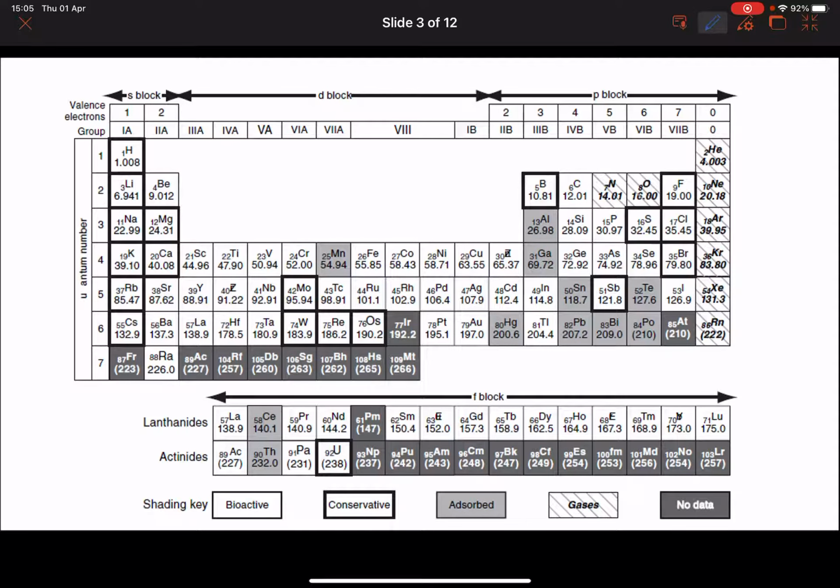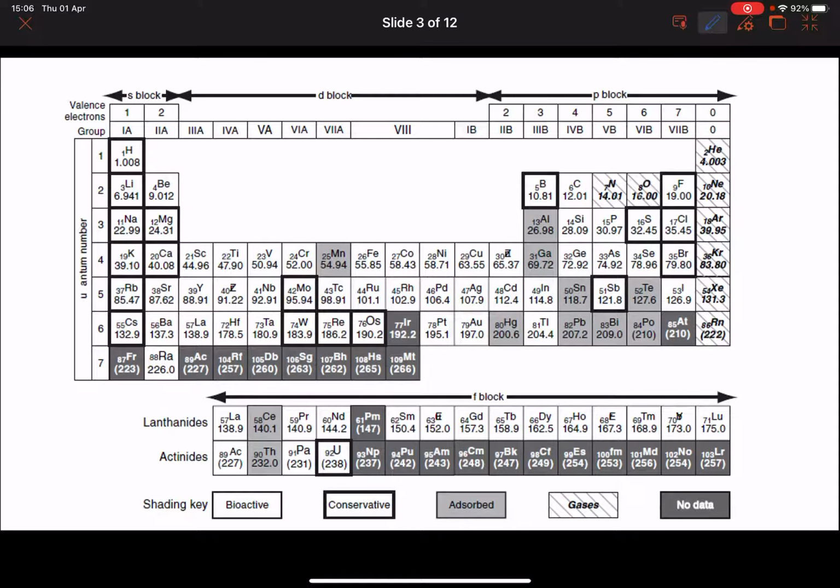So this here is a cool view of the periodic table from an oceanic perspective. It looks like the periodic table you're familiar with. But what they've done is they've tried to indicate for each of these elements whether it fits into the bioactive, conservative, adsorbed, or gases section. And you see for some elements there's no data, like for a lot of the actinides and lanthanides. They're things that just don't lend themselves to being measured in the ocean, or those types of elements that are short-lived experimental type things.